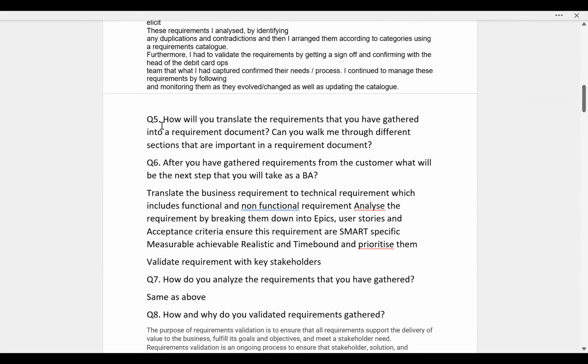So how will you translate the requirements that you have gathered into a requirement document? Can you walk me through the different sections that are important in a requirement document? Okay. So with this one, do you want me to say anything about it?